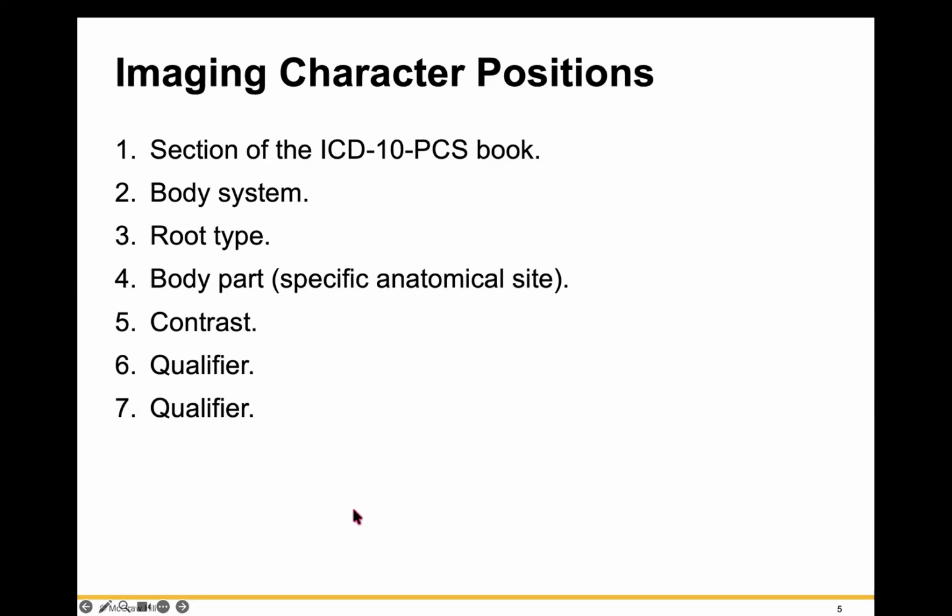We may be looking at the body system of the abdominopelvic, but do we have a specific site that we're pinpointing? Was contrast used? If so, what type? Are there any additional details that need to be specified with the qualifier? And yeah, there can be a second qualifier.